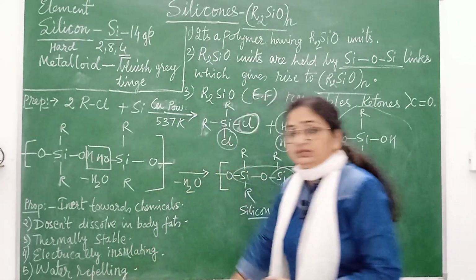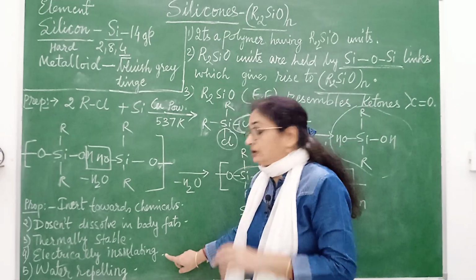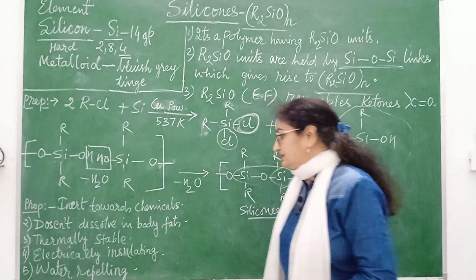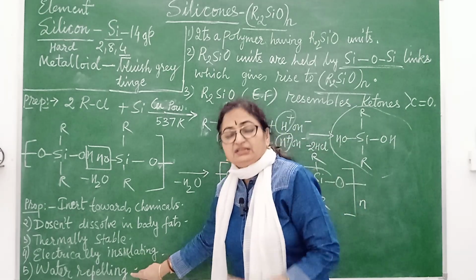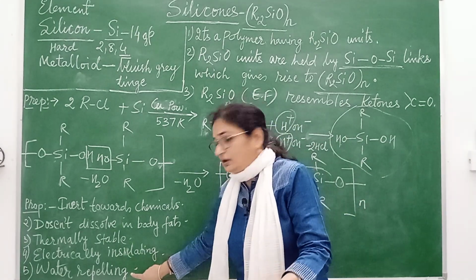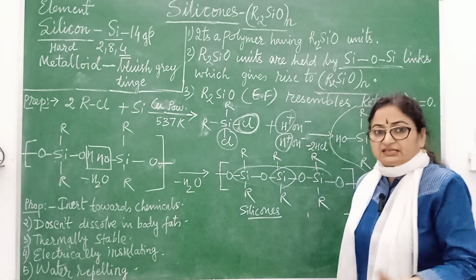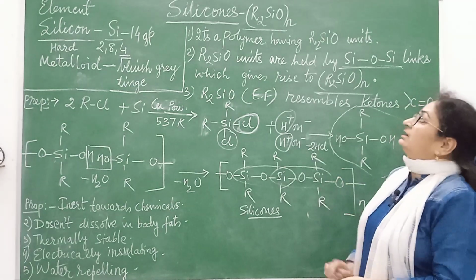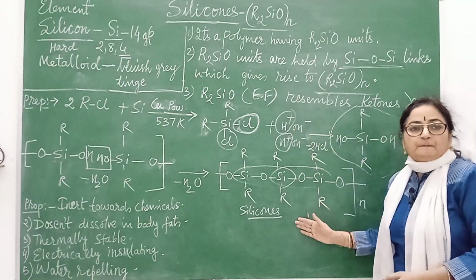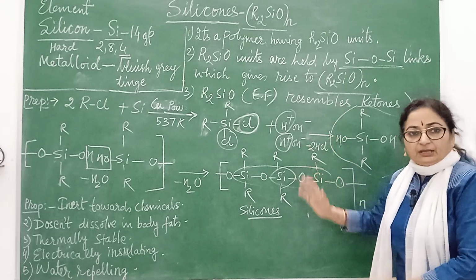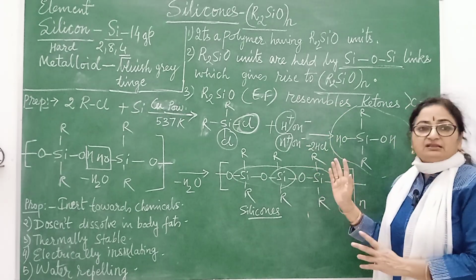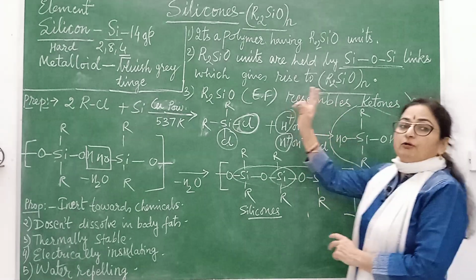They are electrically insulating. So this property is also used in making several appliances. They are water repelling. This water repelling property of silicone is used in making paints, etc. So here you can see silicones are very useful compounds. You will find this topic in the p-block of class 11th and 12th in group 14.